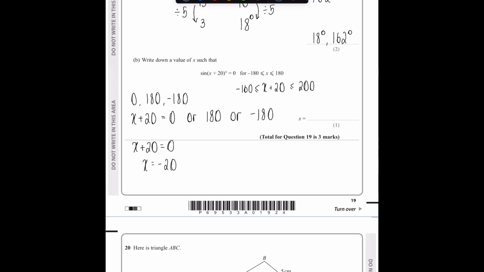Is negative 20 in our new domain? It is. So that is one possible value. When x plus 20 is equal to 180, x is equal to 160. Is that in our new domain? It is. So that is another possible value. When x plus 20 is equal to negative 180, what is x equal to? It's equal to negative 200. Is that in our domain? It is not. So negative 200 isn't a possible value. So we're left with the following two values: negative 120, or negative 20, apologies, and 160.